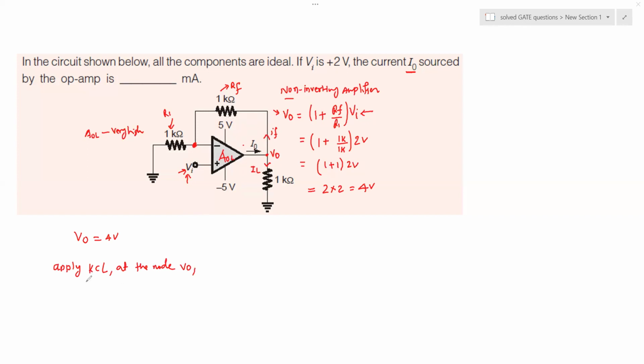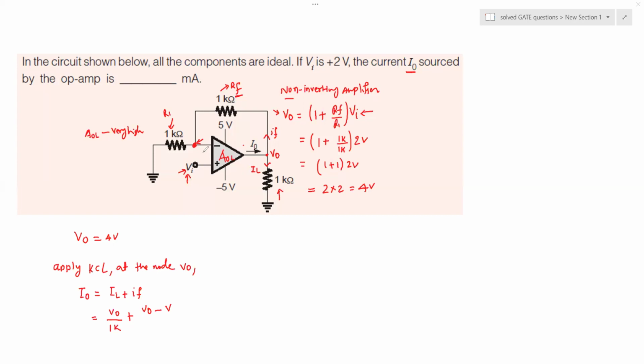So I naught, which is the incoming current to this node, will be equated to the outgoing current, that will be, let's say, IL plus IF. What is IL? It would be V naught divided by the value of this resistor 1K, and IF would be the voltage difference across this resistance RF, divided by the value of the resistor RF itself. V naught minus the voltage at this node.